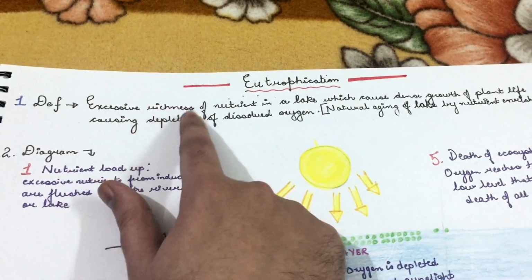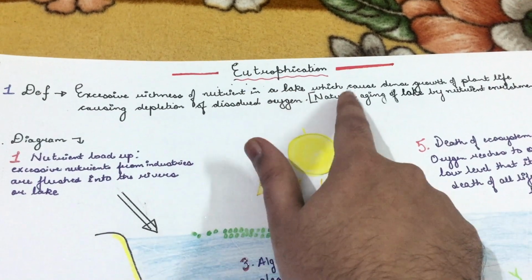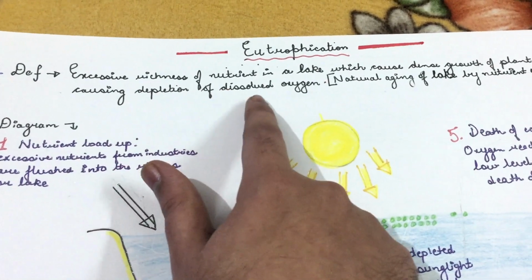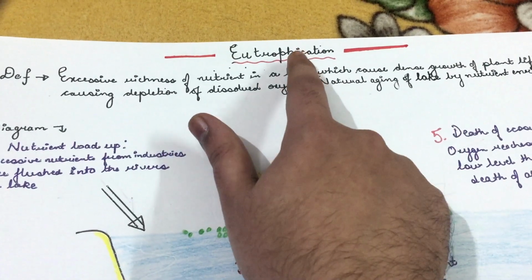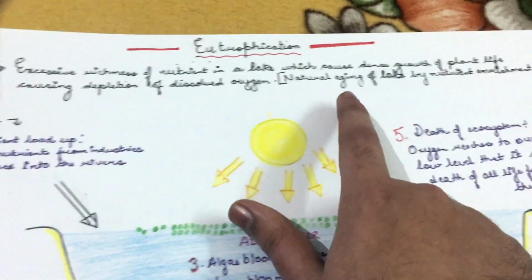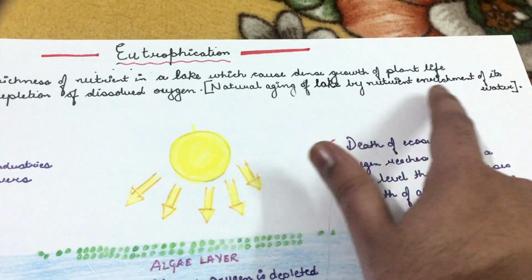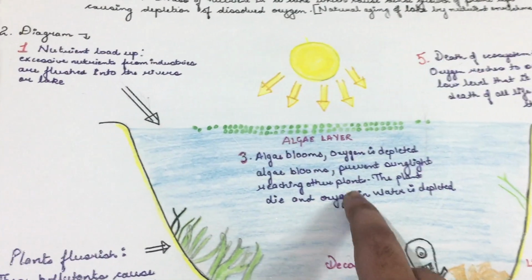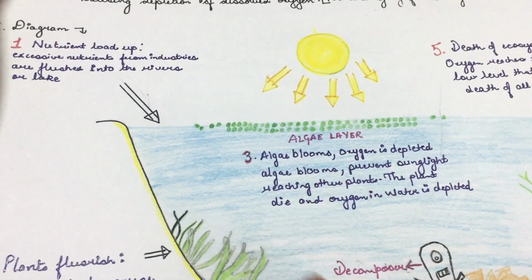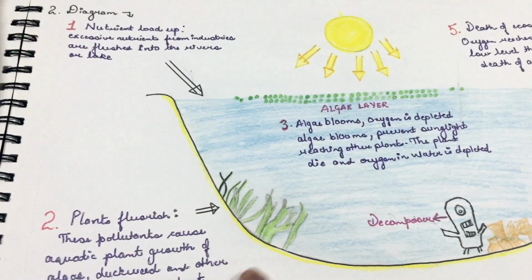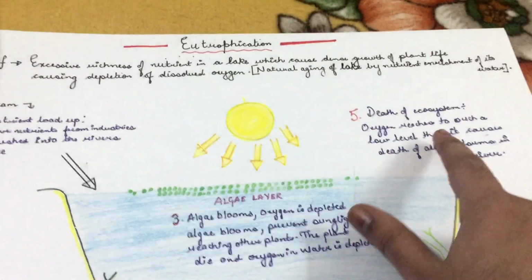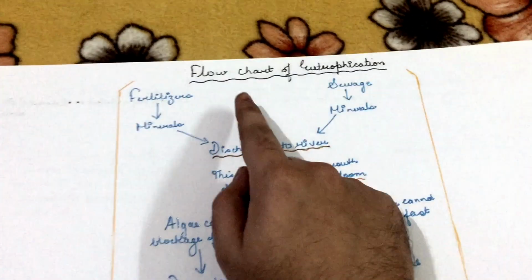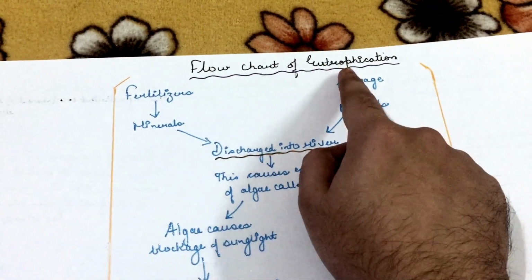So excessive richness of nutrients in the lake, which causes dense growth of plant life, causing depletion of dissolved oxygen, is called eutrophication. Or we can say that natural aging of a lake by nutrient enrichment of its water is called eutrophication. Now let us understand eutrophication by a flowchart.